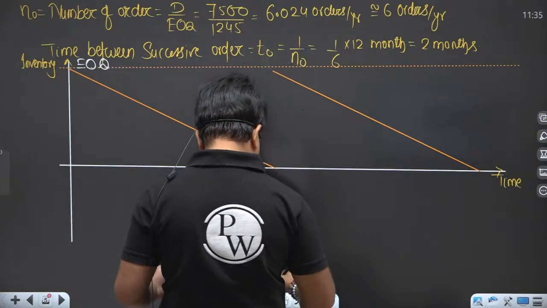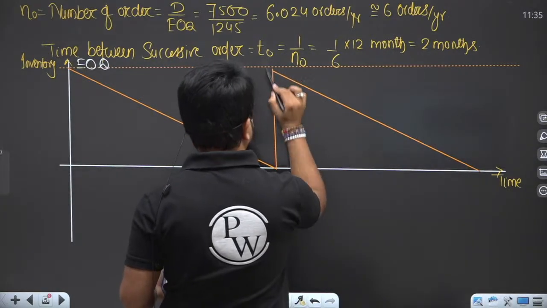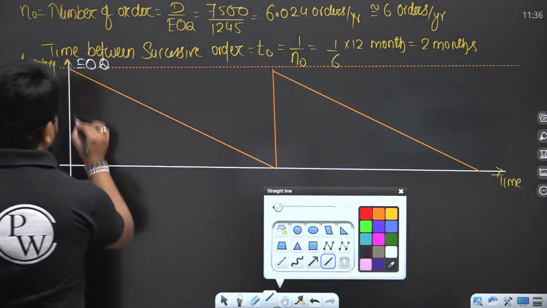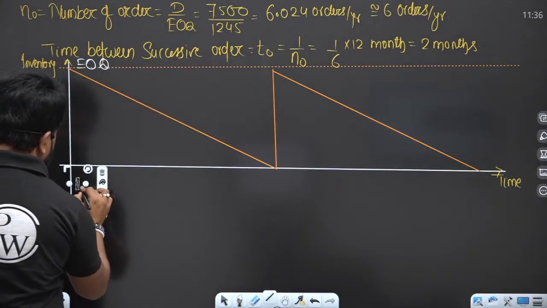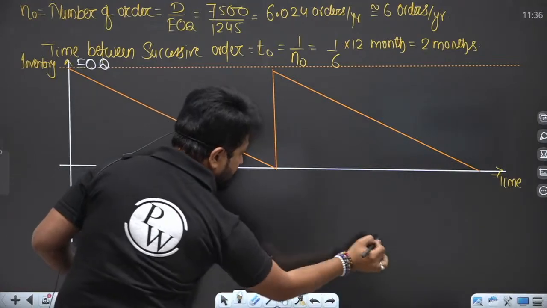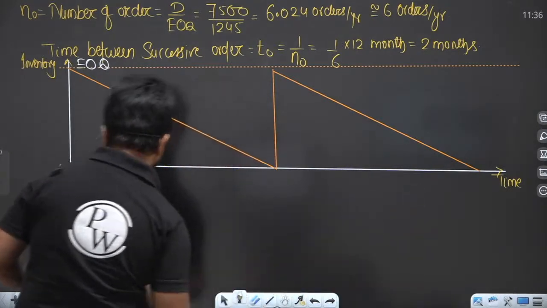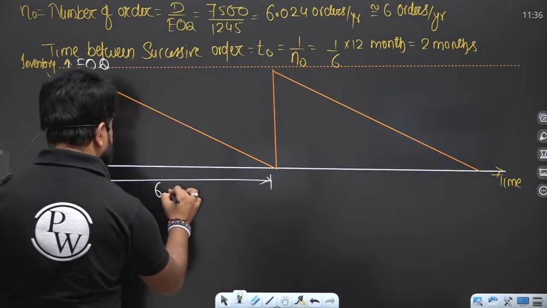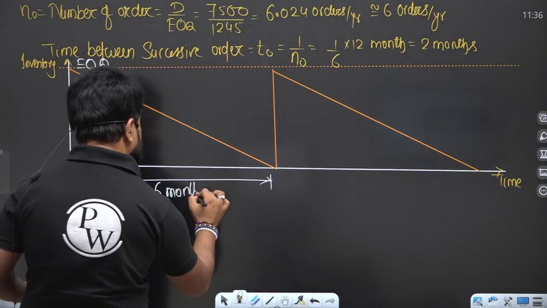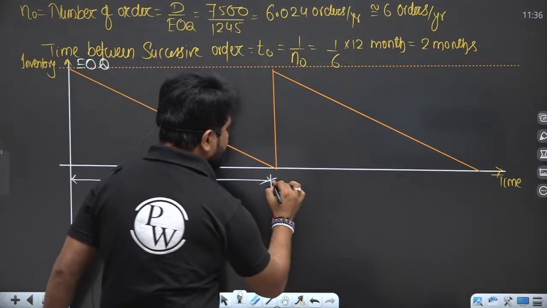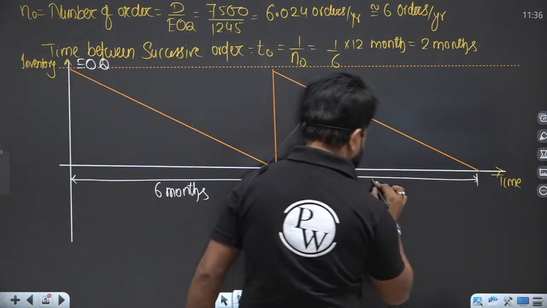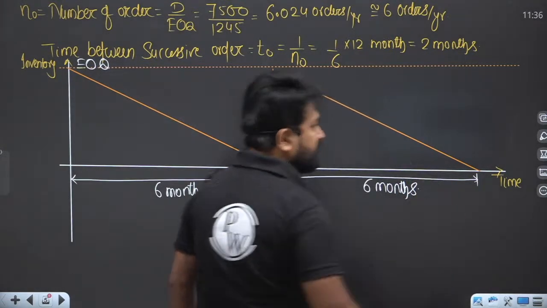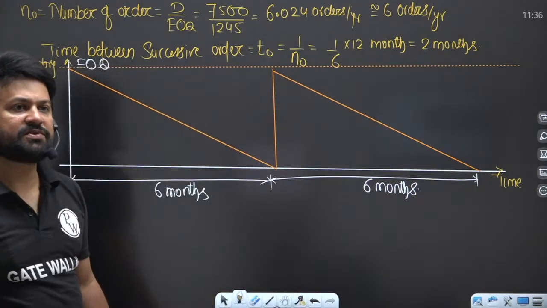A similar cycle is going to be produced. This is the cycle. Here you can see the economic order quantity, and this is the cycle. Okay, 6 months, and the next cycle 6 months. Understood?